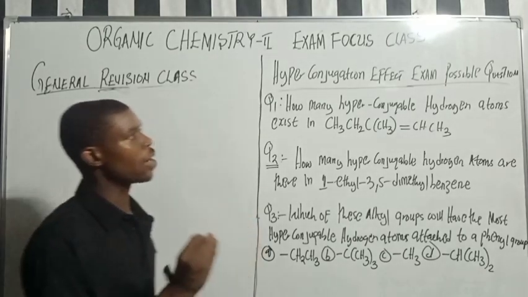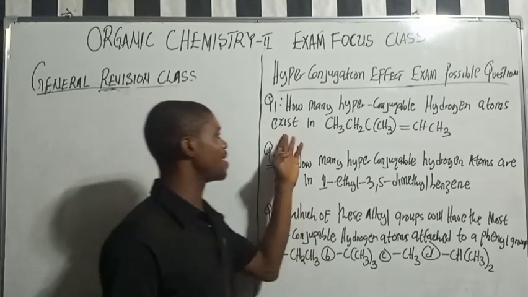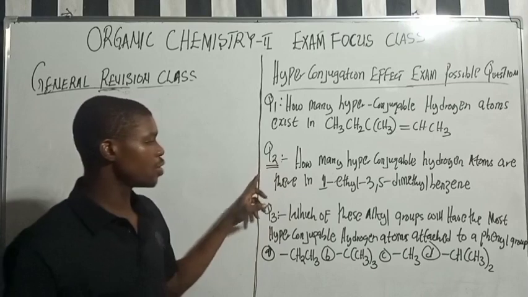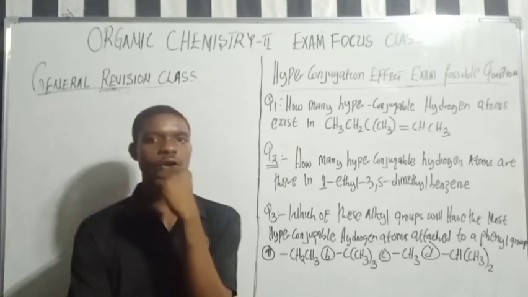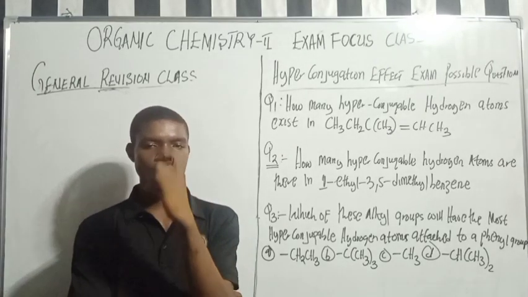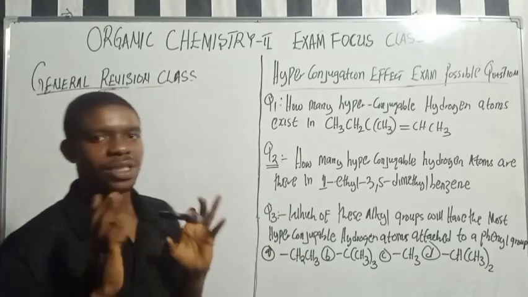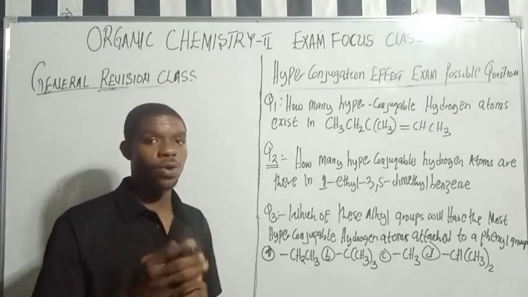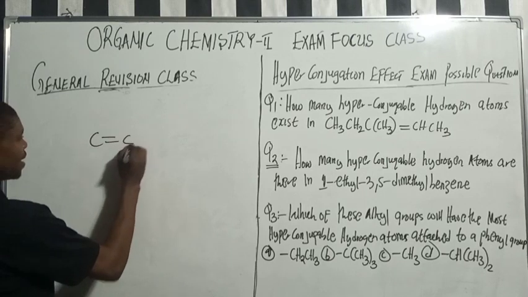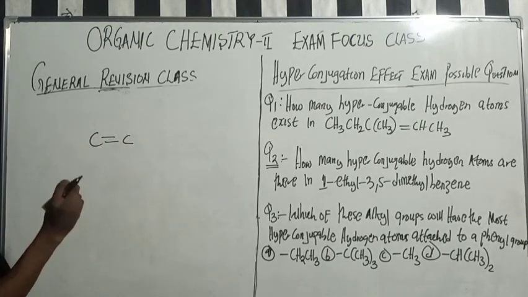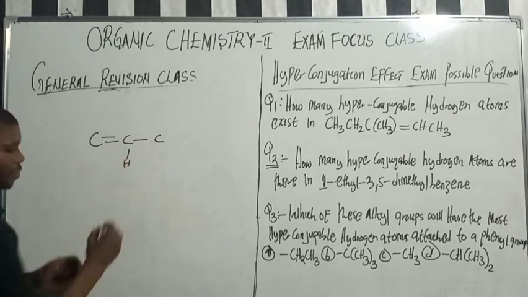Now look at this one, a possible hyperconjugation effect exam question. How many hyperconjugable hydrogen atoms exist in this compound here? And how many exist in this other compound? Hyperconjugation only occurs when there's a double bond. We have various conditions for hyperconjugation to occur. One of the common ones you will also see in the exam is that there must be a double bond, and secondly there must be an alpha carbon. Do you get that? So here we have hydrogen.